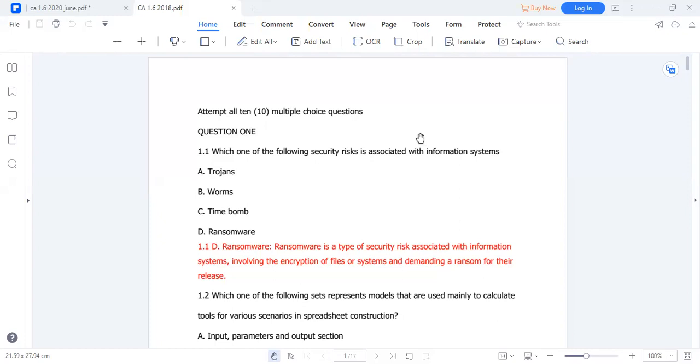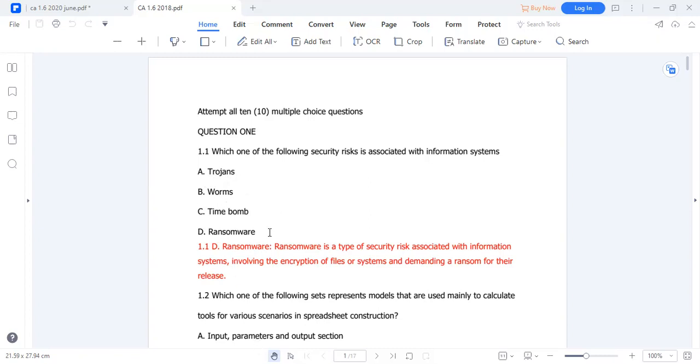So ransomware is associated with security risk management with information systems because it involves encryption of files or systems. It also involves demanding a ransom for their release. However, what is A, B, and C?